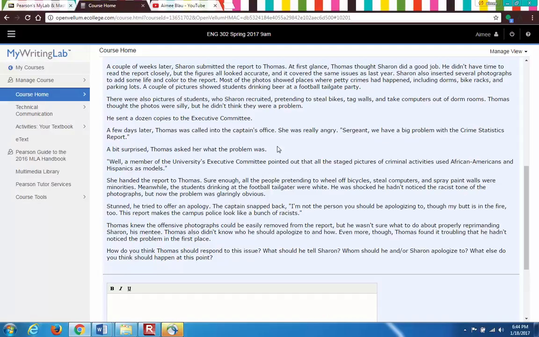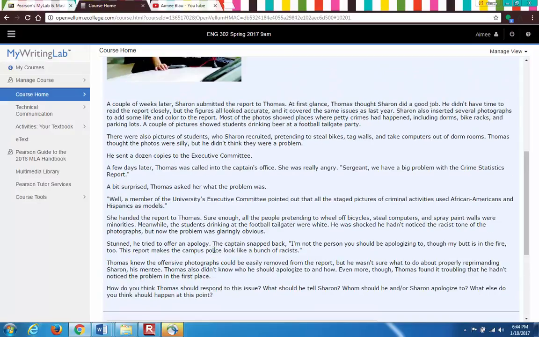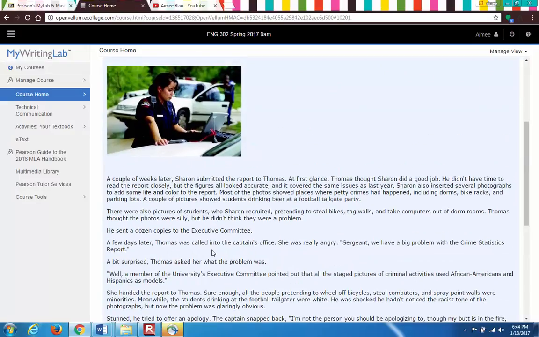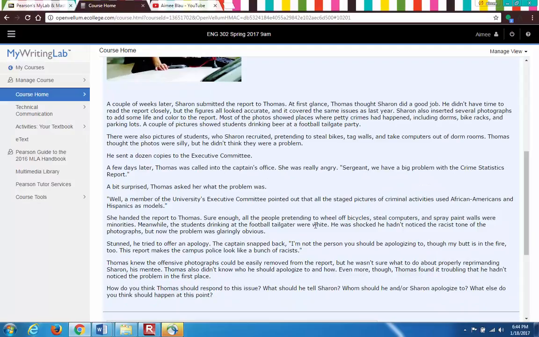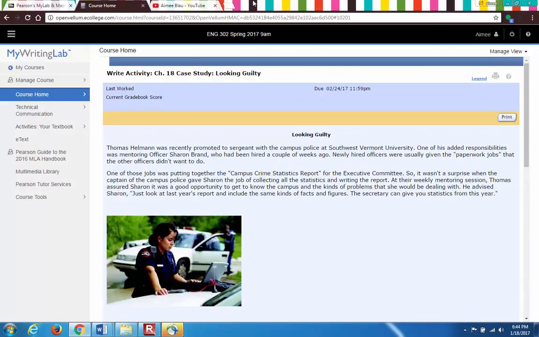So basically what happens is someone makes a document and it makes it look very racist. So now that this has happened, what do you do? All right, what if you didn't watch the video on using visuals properly and you accidentally ended up doing this? How would you fix it? How would you deal with the situation?